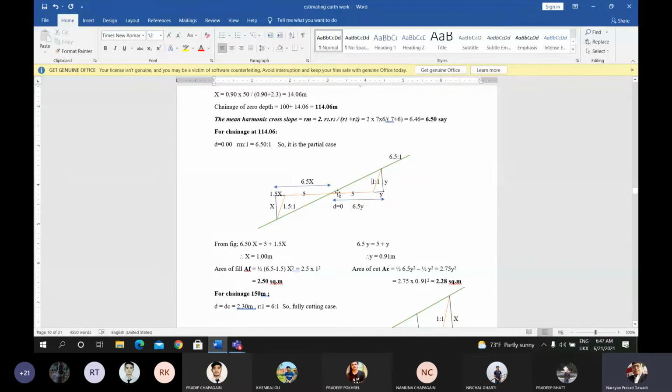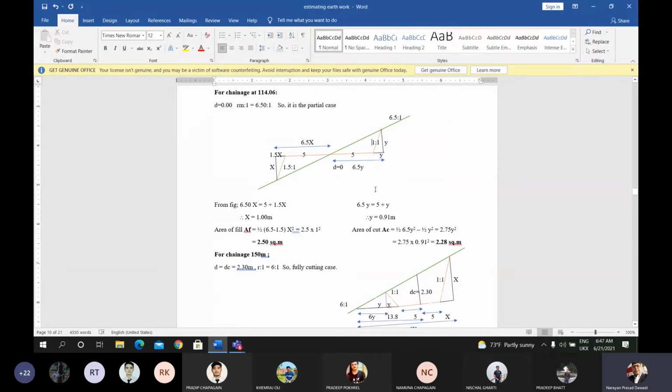For this triangle also, for the slope of 6.5:1, the horizontal distance from the intersection point of the base and the cross slope will be 6.5x meter. And for y, the slope is 6.5:1, so the horizontal distance is equal to 6.5y here. From this you can calculate the respective x and y. 6.5x is equal to 1.5x plus 5, so the x value will be 1 meter. Similarly, 6.5y is equal to y plus 5, so y is equal to 0.91 meter.